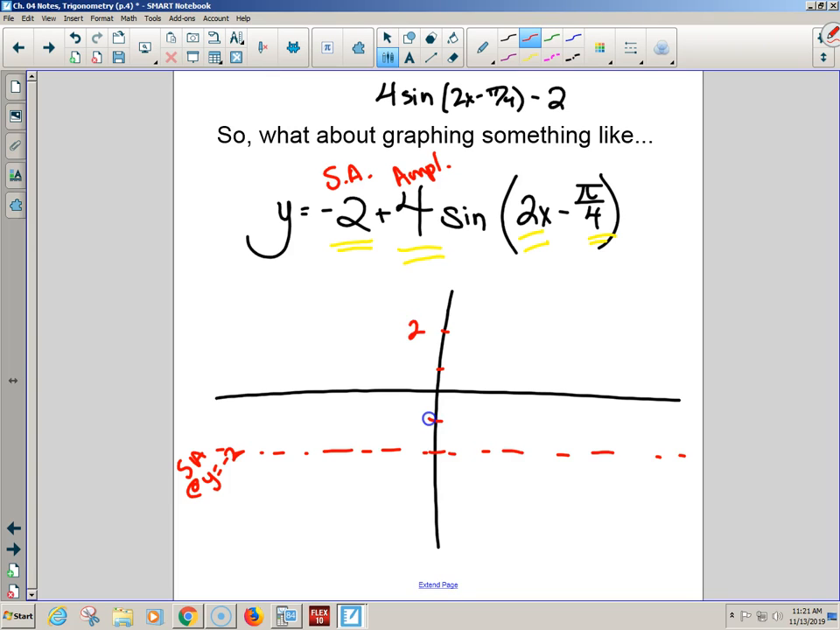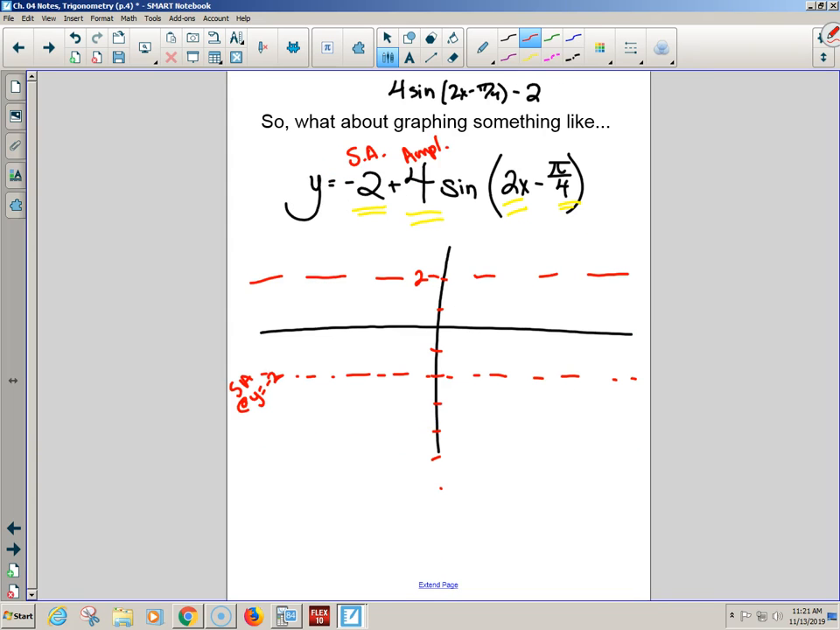Did you guys realize when Emily had me find that maximum that it was at positive 2? The x was weird, but the y was positive 2. Where would the minimum then be at? Negative 4. Careful. Down 4 from negative 2, which means, see it? 1, 2, 3, 4.